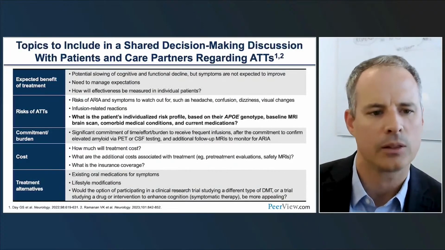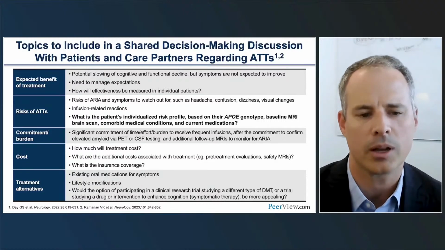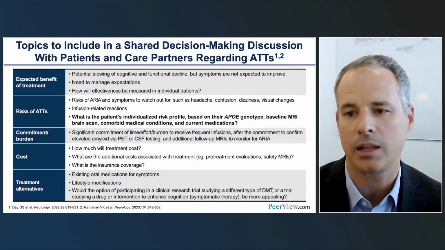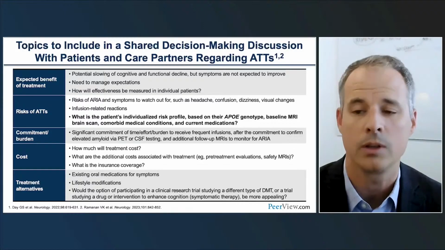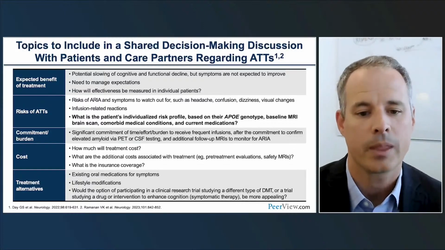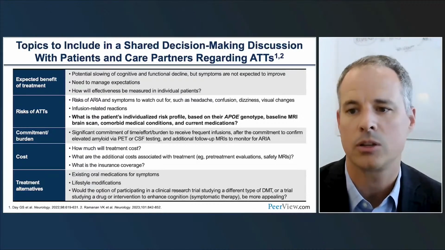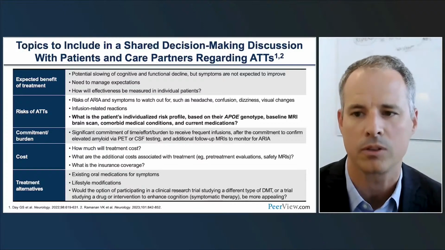So what does that look like in real life? Well, first, the expected benefit of the treatment. I think this is a really important point. Patients need to understand that this was not likely to make them better. In fact, it's not going to make them better. They're going to continue to get worse. In fact, the patients in the trial all got worse. So we need to manage that expectation that they're not going to feel better on this therapy, but it's going to slow the progression of the disease.